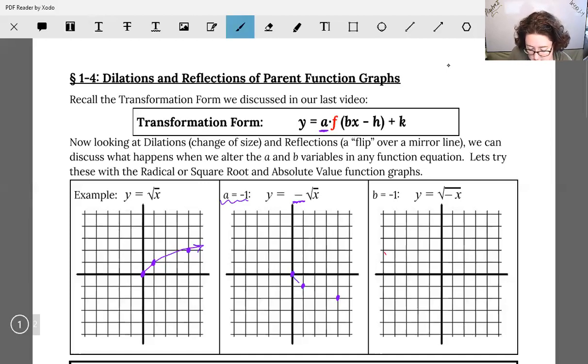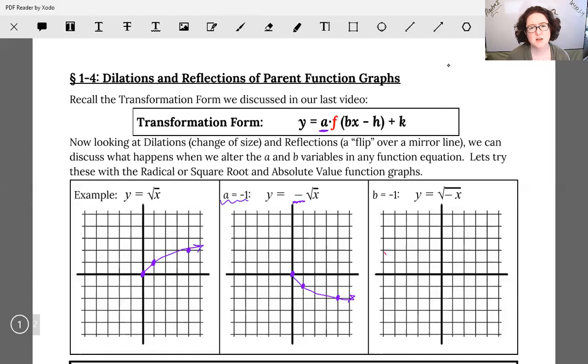So it looks like, compared to our original graph, we actually flipped our graph over the x-axis. We made a vertical reflection, or vertical flip. So if the numbers on the outside of the function always do something vertically, what do the numbers inside the function always do?